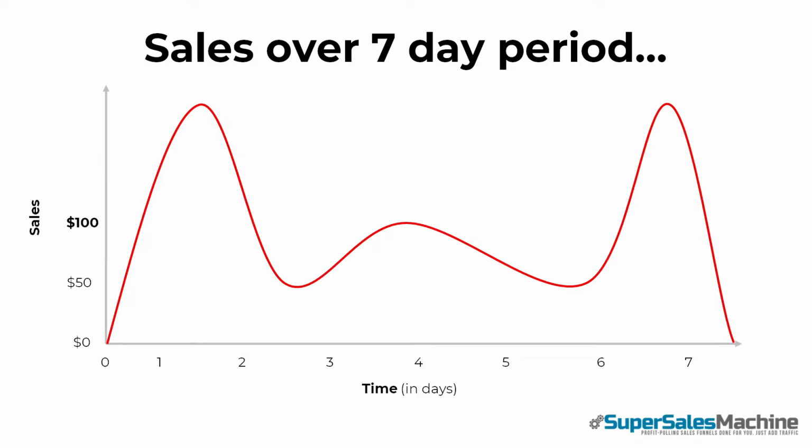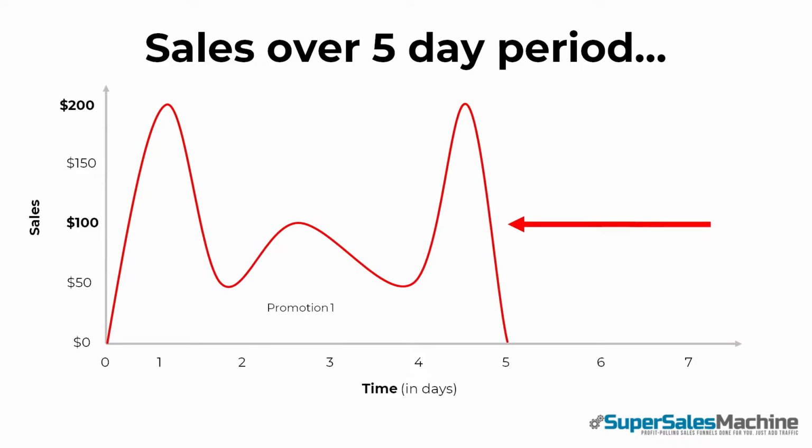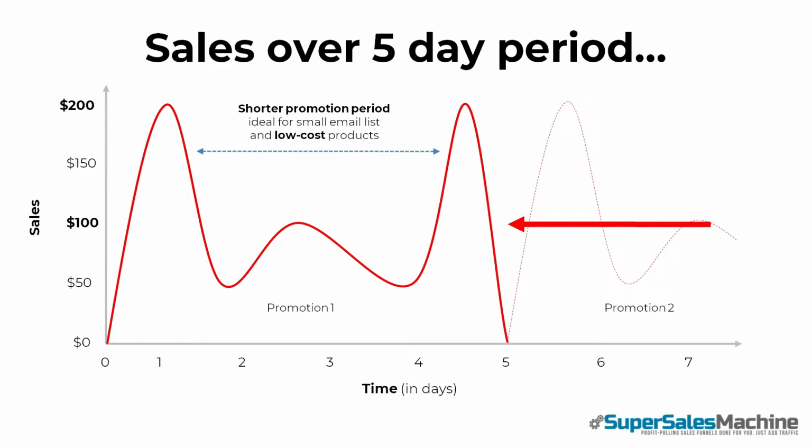So let's adjust the sales accordingly for a smaller email list, from $0 to $200. Now let's shorten the promotion to just 5 days. Notice how the curvature of the graph still remains the same. And notice how you actually create more room to present another offer.